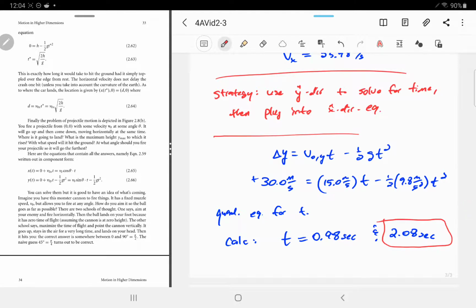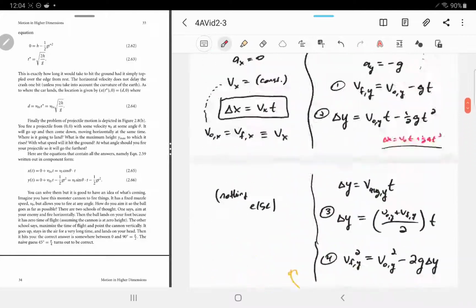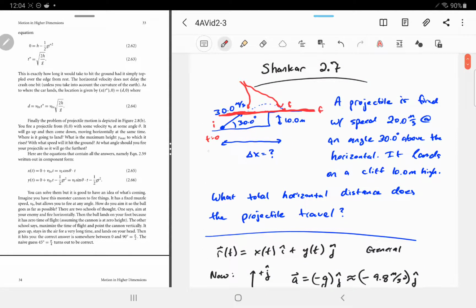I want to point out one other small thing. What if this was negative? What if we had negative 30? Sorry, this shouldn't be meters per second. This is just meters for the delta y. If that were negative, then we would be solving for when the projectile hit, whoa.